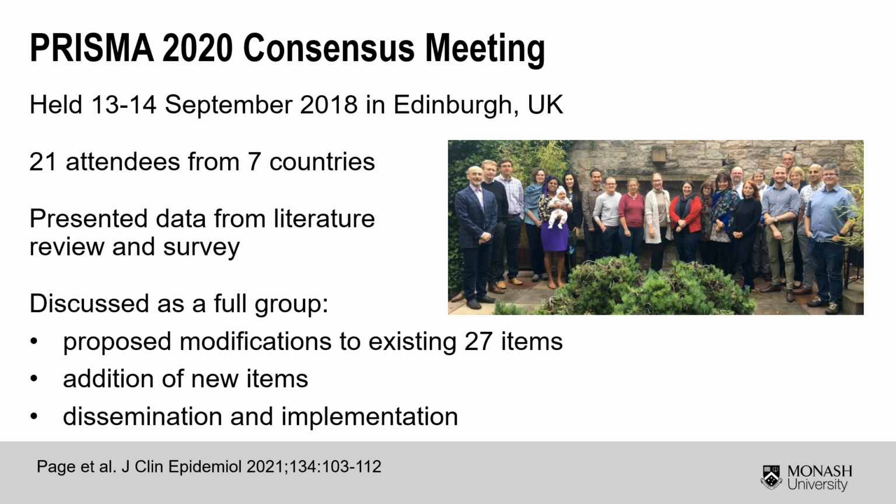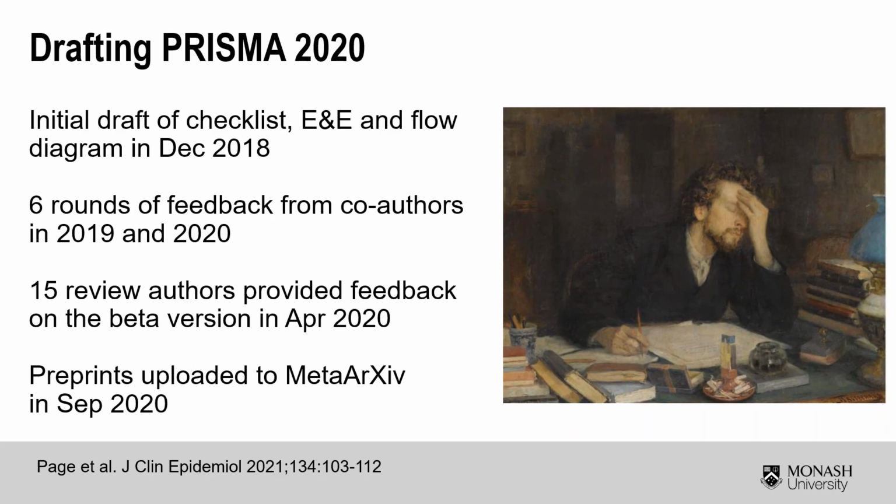Following the meeting, for which we generated quite a lot of data and notes that we had to collate afterwards, we then had a long period of drafting the statement paper itself, with initially the draft of the checklist and the full explanation and elaboration document and its flow diagram drafted in December of 2018. And then we had around 6 rounds of feedback from all our 26 co-authors throughout 2019 and 2020.